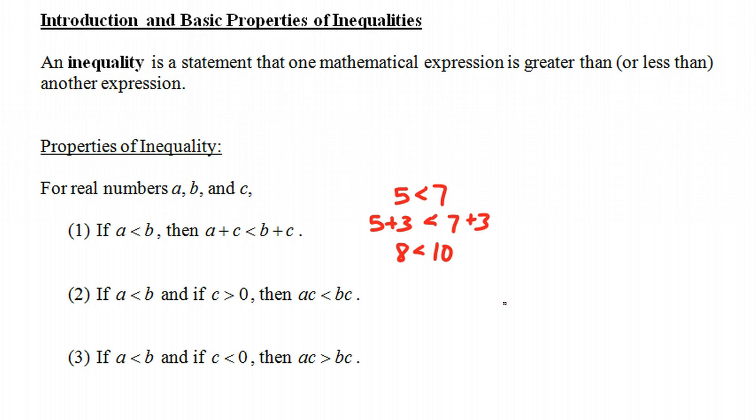As a quick example, again, we know that 5 is less than 7, so what about 5 times 3? Is that less than 7 times 3? Yes, of course it is. 15 is less than 21.